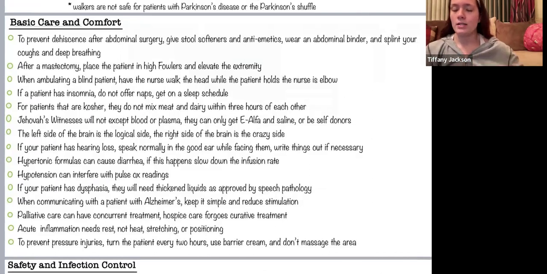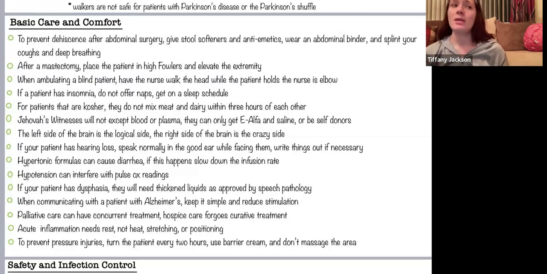A big risk for patients with abdominal surgery is dehiscence, where they can actually split open that incision and the intestines or any other organs can pop out. Therefore, we want to minimize stress. So we don't want them bearing down to poop. That's why we give them some stool softeners, some laxatives.